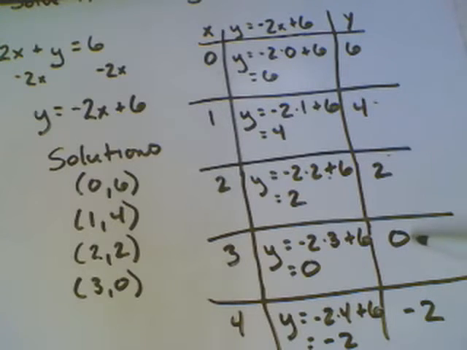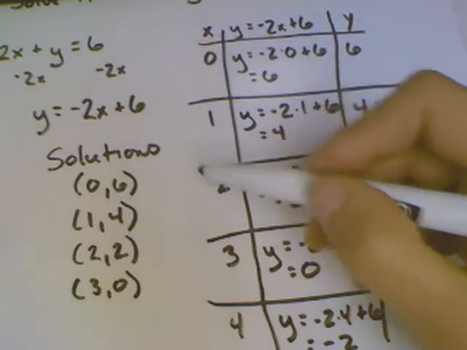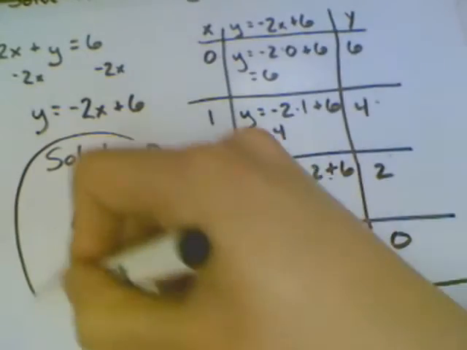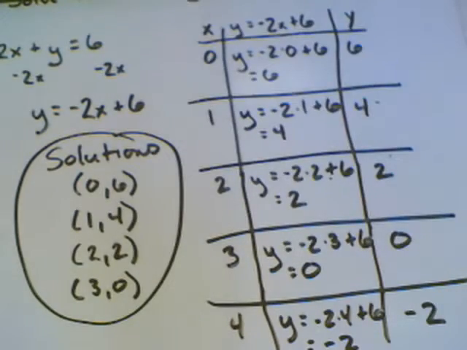Notice what happened here. It went down, it went down, it went down, it went down. So it's going to keep getting down. There are no other whole number solutions to these equations. So these 4.